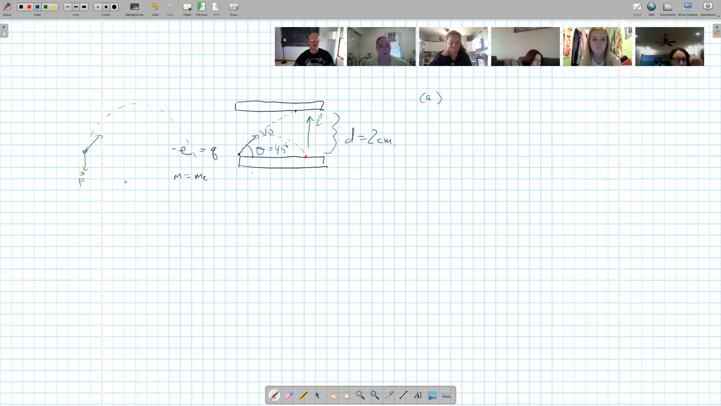Right? So if I know this distance here is 2 centimeters, and let's say I want to know this distance here, which is the distance to max height. So let's call that Y max. So what would be true? So if max height then is greater than the distance of separation between the two plates, what does that mean?